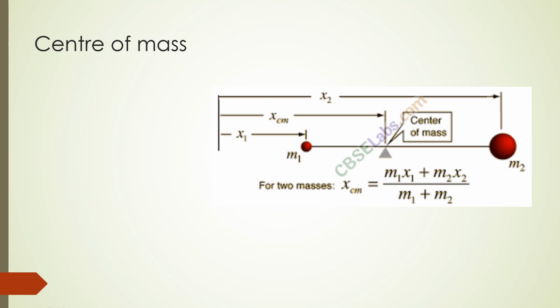The center of mass of a two-particle system always lies on the line joining the two particles and is somewhere between the particles.